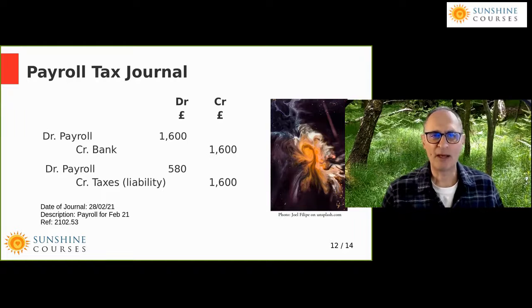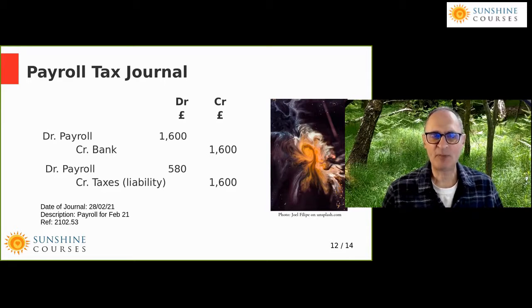But you're accruing £580 that you owe to the government. So apologies, I put the credit as £1,600. That credit should be £580. The journal entry is debit payroll, £580, credit liability, £580. So as at the end of February, we credit the liability, £580. That's what we owe to the government next month.